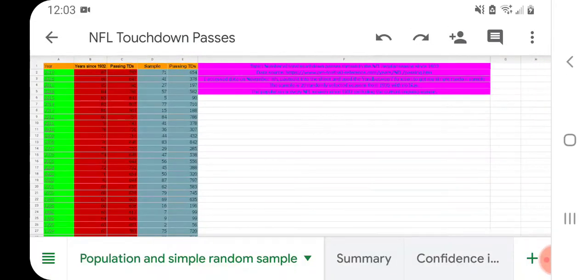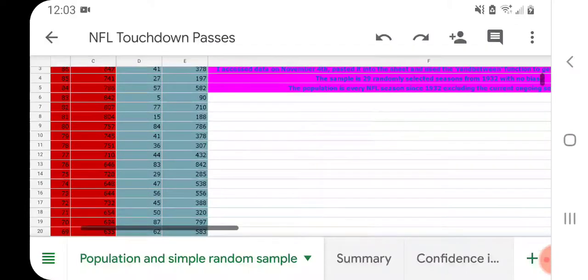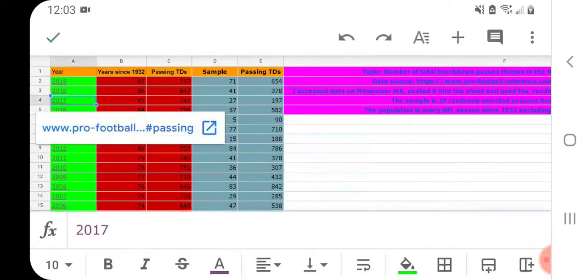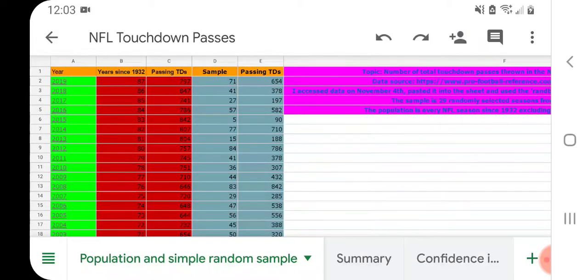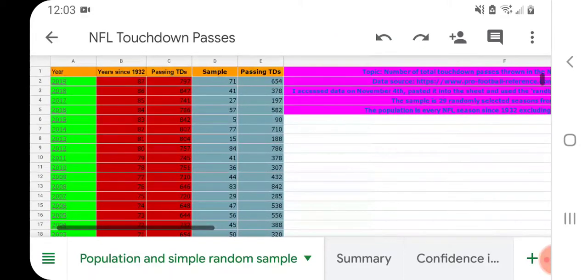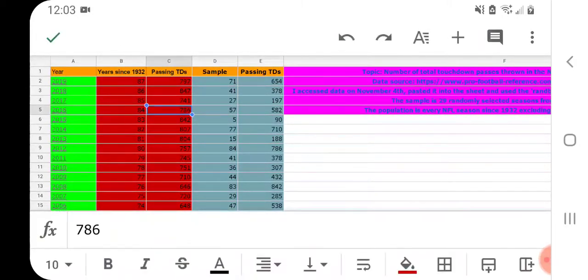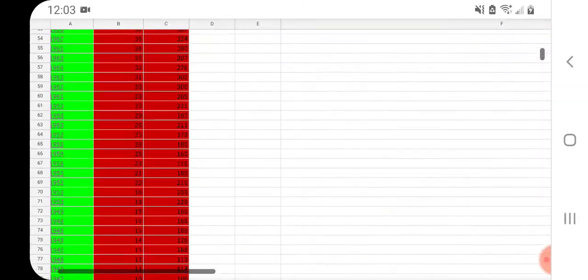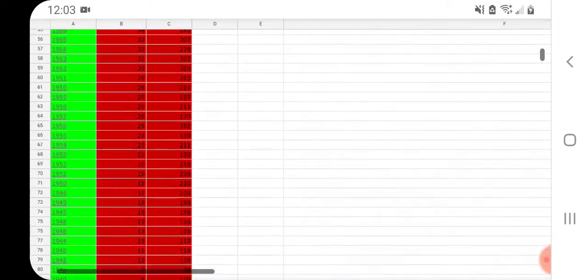So the data I used was touchdown passes in the NFL per year since 1932, and I picked 1932 just because that was the first year data seemed to be available. I see in this green on the left is the actual year, but I changed it to, right next to it, years since 1932 just to make it a little easier to organize. And right next to that is the number of touchdown passes thrown in that year. So, a quick scroll of all my data.